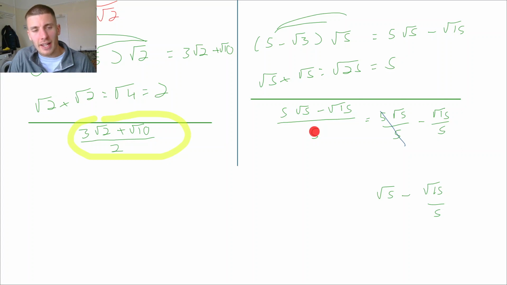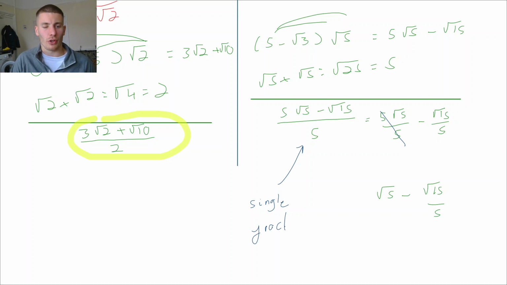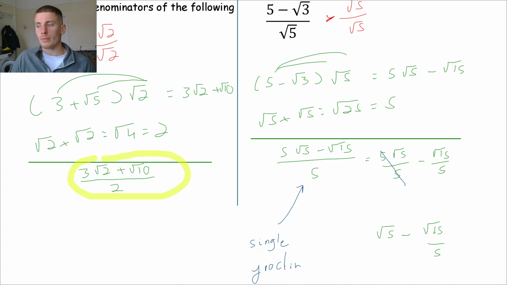The question might say, write your answer, for example, as a single fraction. This thing here is a single fraction because you can literally see you've got just one big fraction, whereas this, you've got two separate fractions. Depending on how they want the answer to be written, they're both correct. They're both rationalized, just in different forms. Okay? Good.